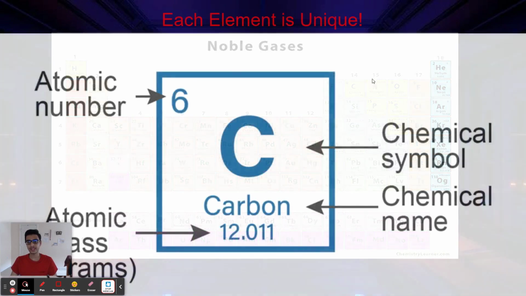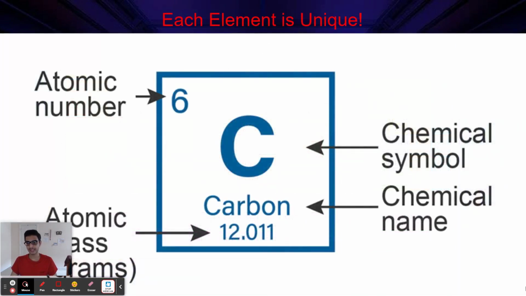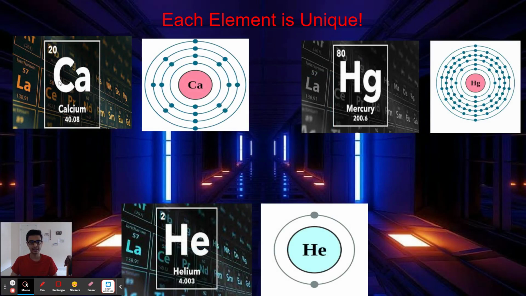Okay, so as you guys saw, it has 118 elements, but each element is unique. So let's take carbon, for example, which is in group 4A, and it has a chemical symbol called C, the chemical name of carbon, its atomic mass in grams per mole, and an atomic number of 6. Likewise, calcium has a symbol of Ca, the name, 40.08 grams per mole, and the atomic number is 20.